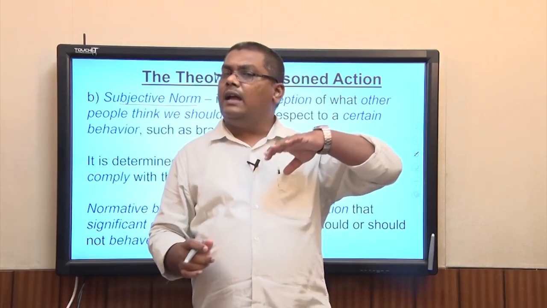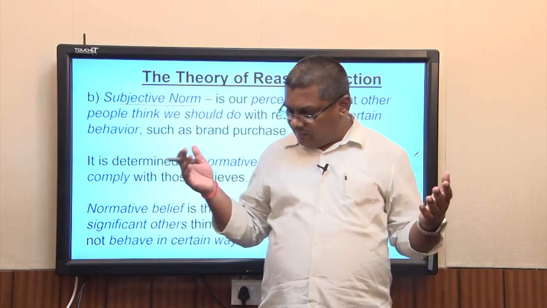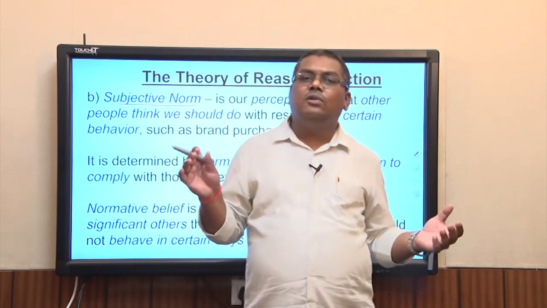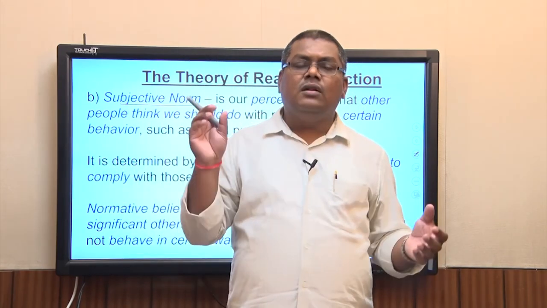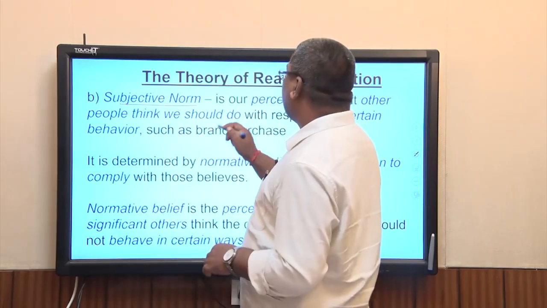So I might like a product, I might like Apple a lot, I might be a favored person for Apple, but then my friends say that is not good, and I value them, and so I have to consider that also. And when I consider that also, it reduces my attitude towards that. That is the importance of it. So subjective norm, what is it?